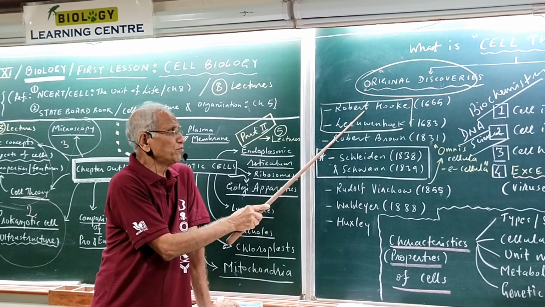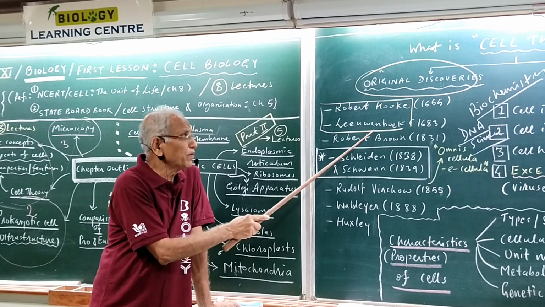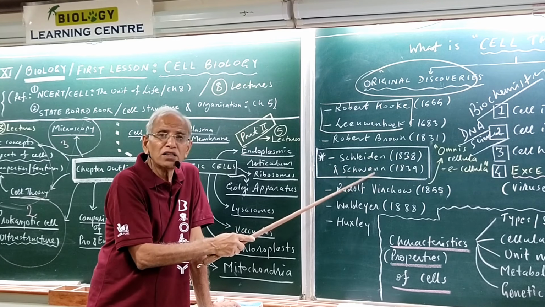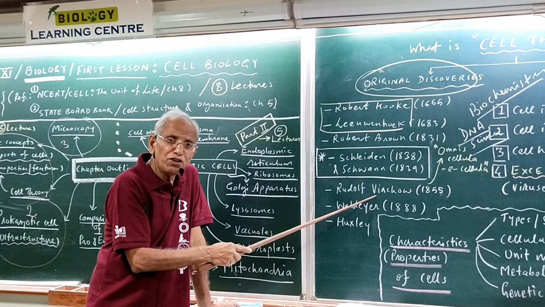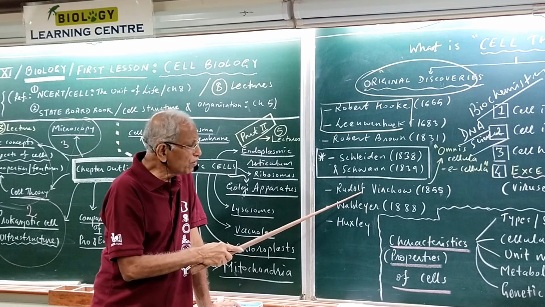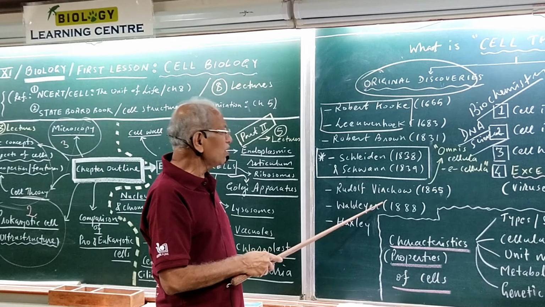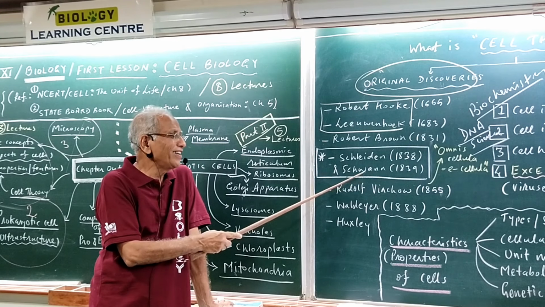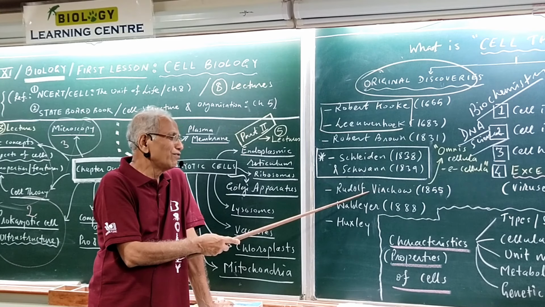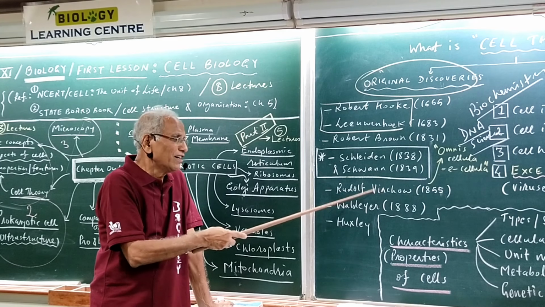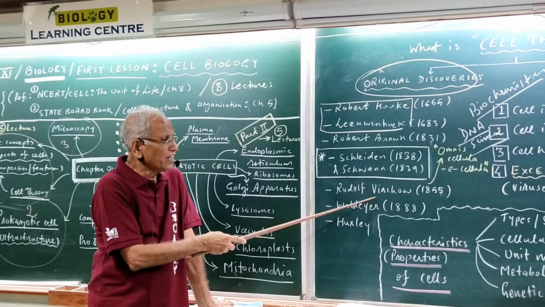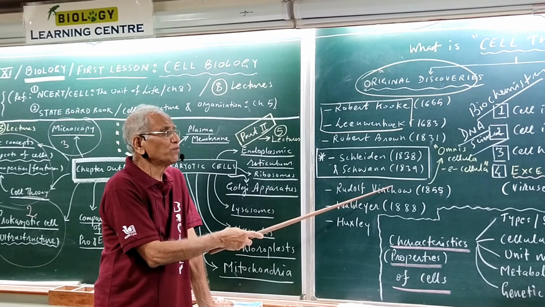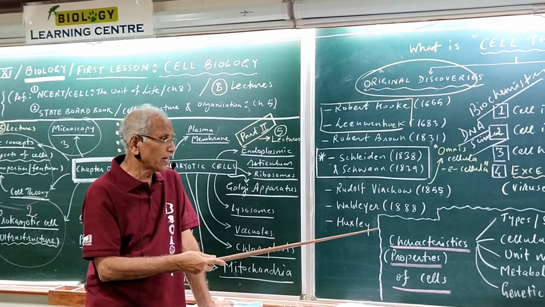Robert Hooke, British. Leeuwenhoek, Dutch. Robert Brown, British. Schleiden and Schwann, German. Rudolf Virchow, German. Actually Schwann was a zoologist and a physician also. And Rudolf Virchow was again in the field of biology in addition to other fields, and he was the one to use microscopes to observe that cell division can occur.